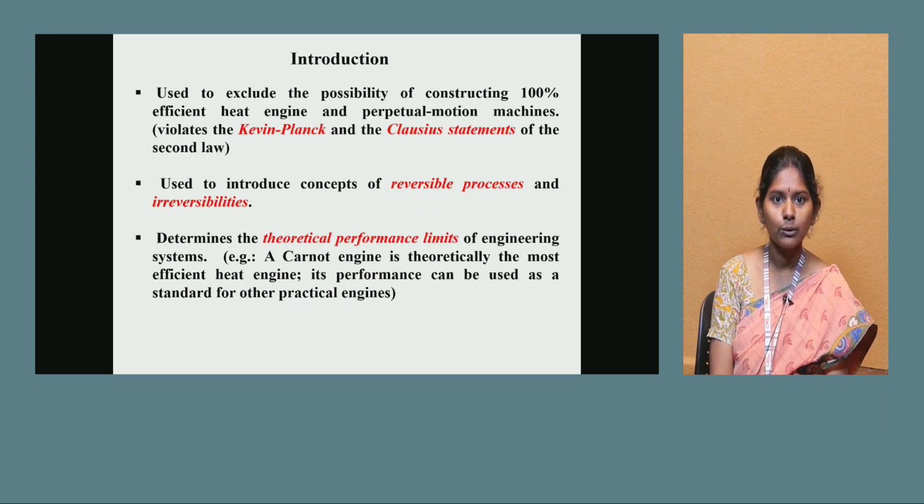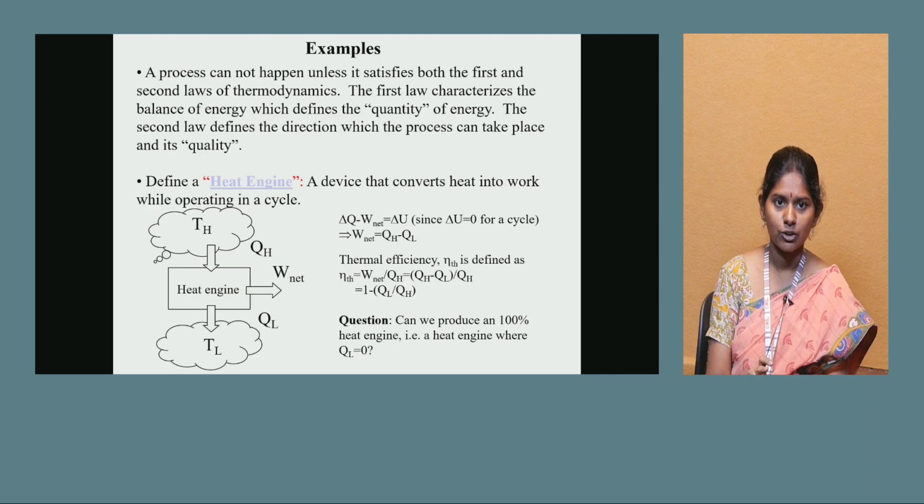It is used to exclude the possibility of constructing a 100% efficient heat engine and perpetual motion machines. This violates the Kelvin-Planck and Clausius statements of the second law. It is used to introduce the concepts of reversible process and irreversibilities, and determines the theoretical performance limits of engineering systems. Example, a Carnot engine is theoretically the most efficient heat engine. Its performance can be used as a standard for other practical engines.